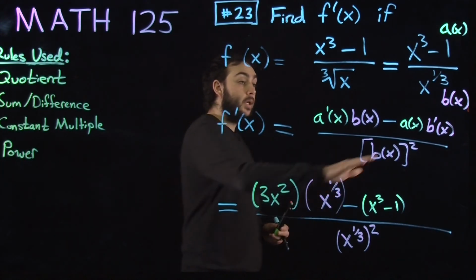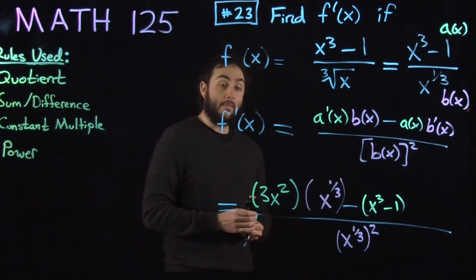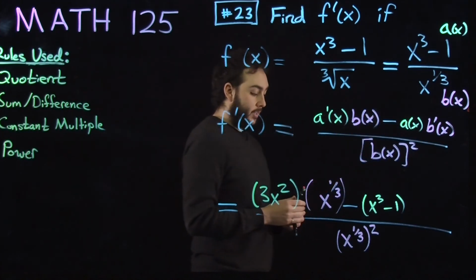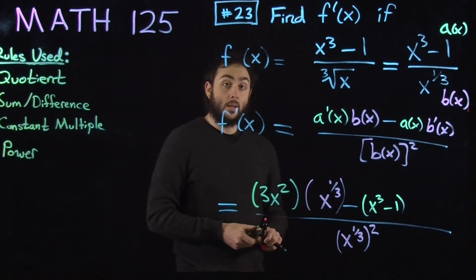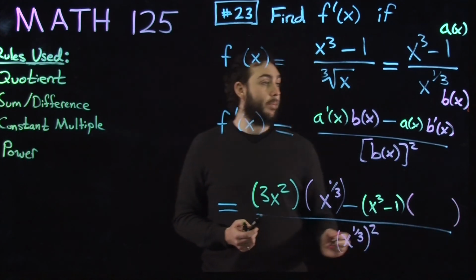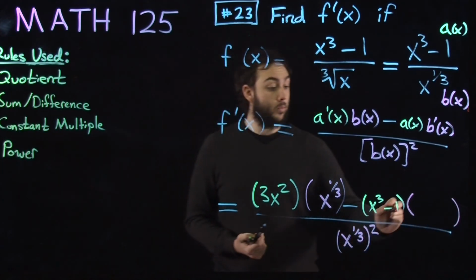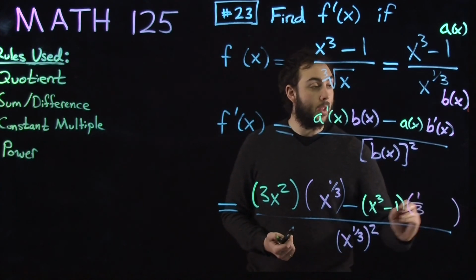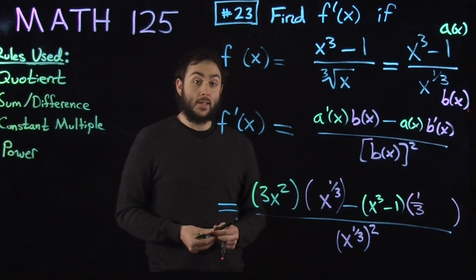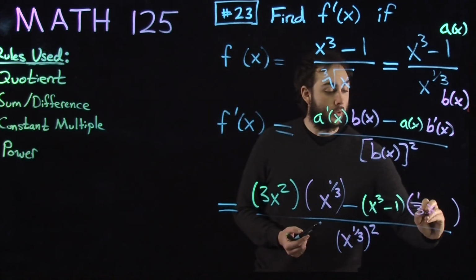And lastly, we need to take b prime of x. So now that we have rewritten it as x to the 1/3, we see again this is going to be an application of the power rule. What happens is we will bring down the exponent, which is 1/3, and then our new exponent will be 1 less than the original. So 1/3 minus 1 is negative 2/3.